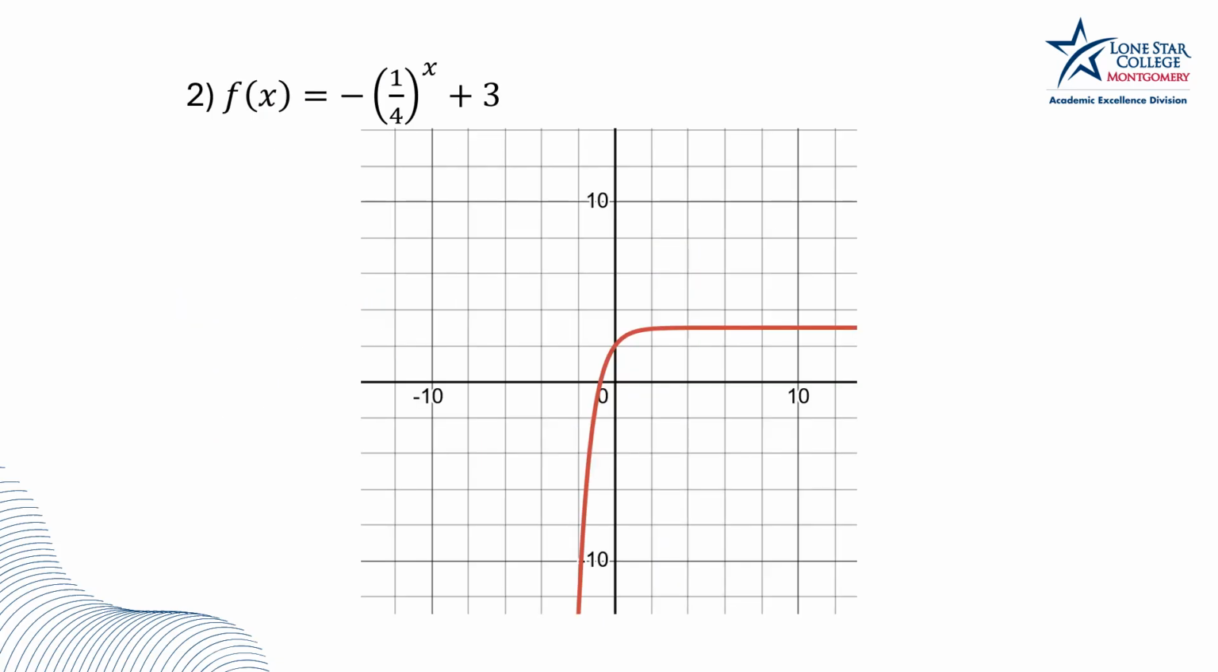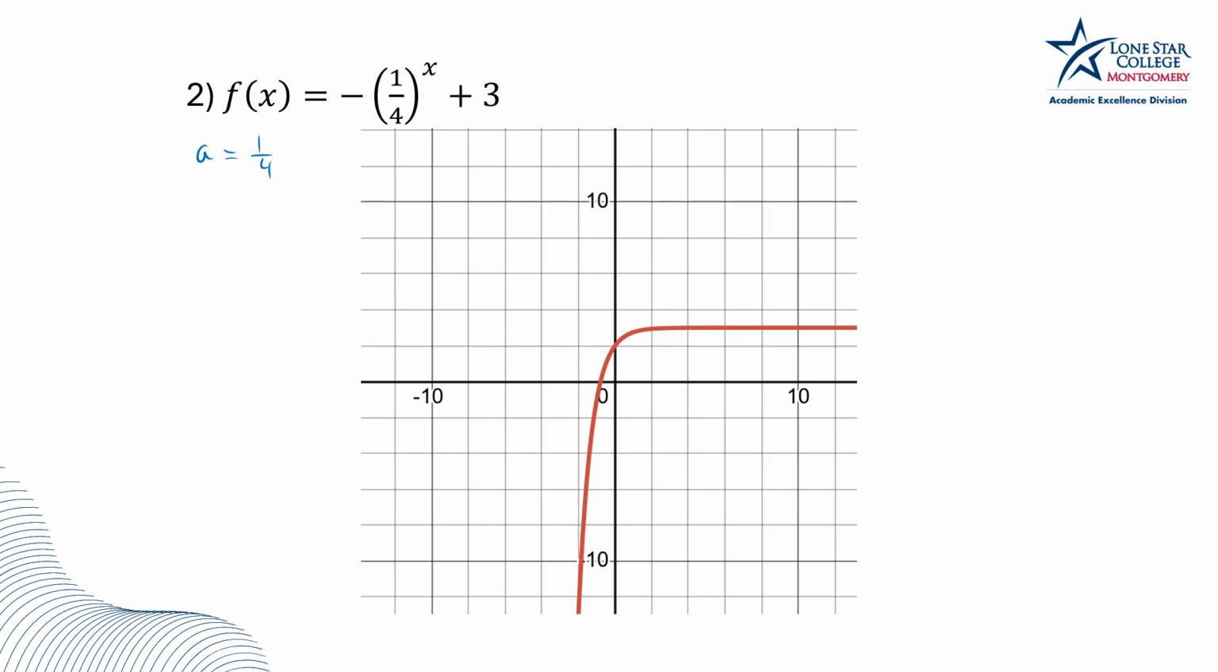So another example, we have f of x equals -(1/4) raised to the x plus 3. First things first, we need to find out what our base, our a, is. Our a in this case would be 1/4, which is less than 1, so it'd actually be coming from the right and dipping down. So think about our transformations. We have a negative in front and then a +3 at the end.